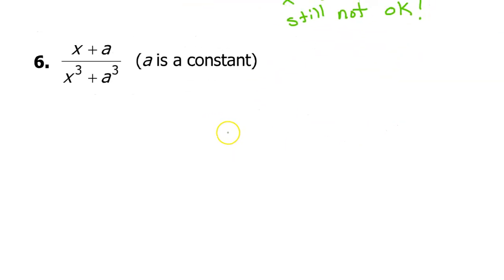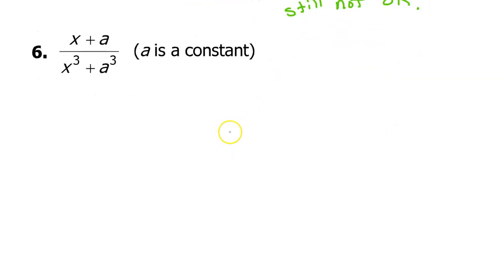All right, let's move on to problem number 6. This will be the last problem. This one's a little bit strange because they're using a letter to represent a constant instead of using an actual number like 2 or 7. But guess what? We can still factor this even though it's a letter. So we're going to have x plus a in the numerator.